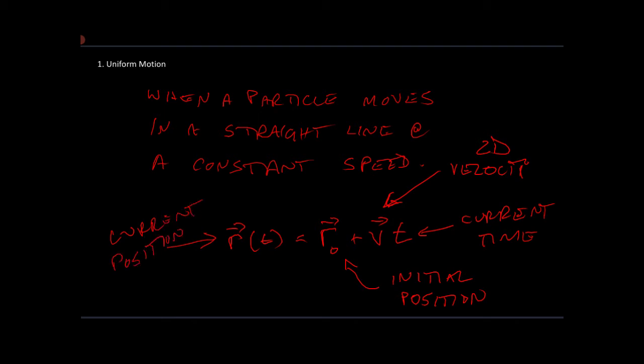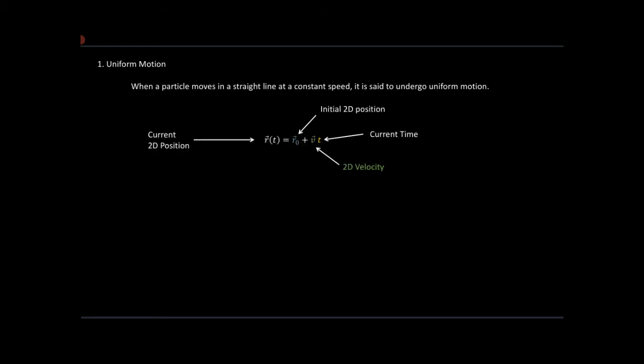Now this looks really bad. It's all these vectors and stuff. But we don't really have to do that. We can break our vectors up into two, right? So our technique is to break our x and y components up into different things. So we have our x component, which would be x of t, is equal to the initial x position plus the velocity in the x direction times time, and the y. There's no hat there. y of t is equal to y naught plus v_y t.